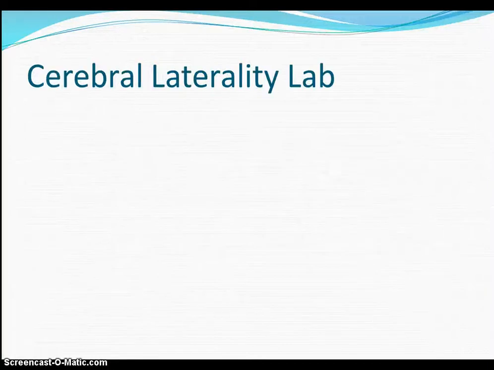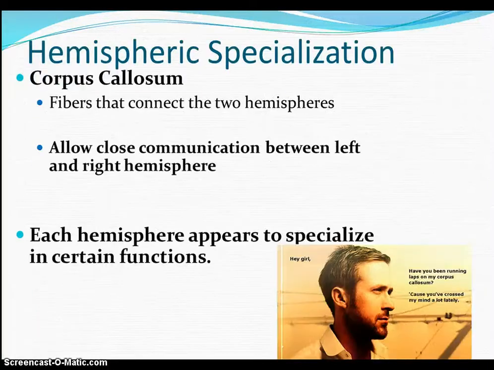Now, with the hemisphere specialization, what connects the two hemispheres with one another is the corpus callosum. It's a band of fibers that connects the two hemispheres, and it allows them to communicate with one another. If something happens and the corpus callosum was split, the two hemispheres could no longer speak to one another. And it's clear that each hemisphere appears to specialize in certain functions. We just said that the left hemisphere was dominant for linguistic skills. The right hemisphere is almost dominant for creativity and things like that.